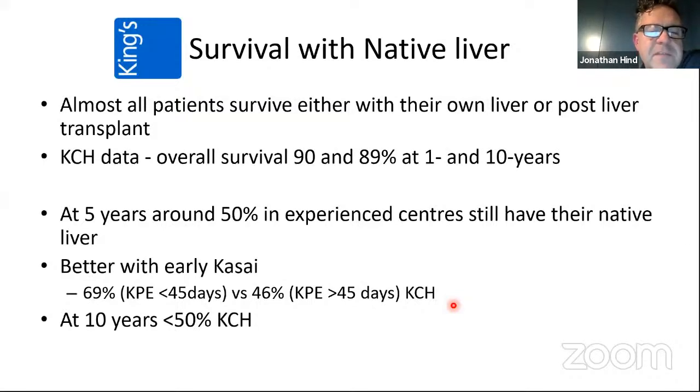Do they have their native liver? Well, it's around 50% of children at 5 years will still have their own liver. Again, that's better if the Kasai is done early. In our own data, 69% of children still have their own liver at 5 years of age if the Kasai was done less than 45 days of life. And at 10 years, we're just under 50% with the native liver in the early Kasai group.